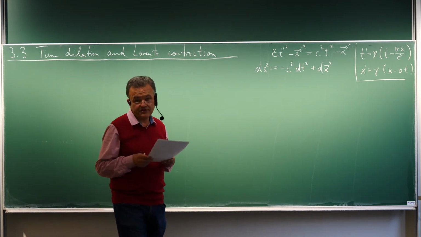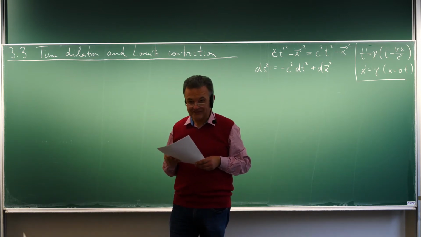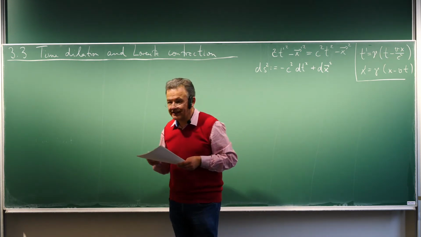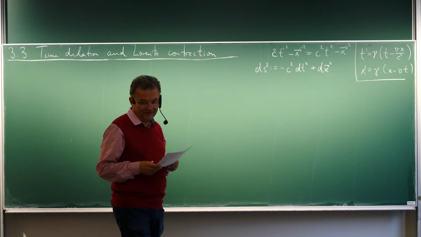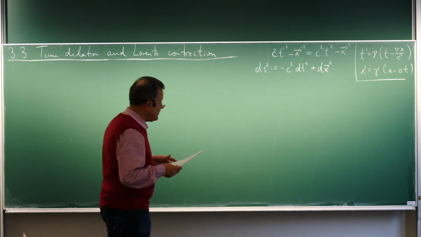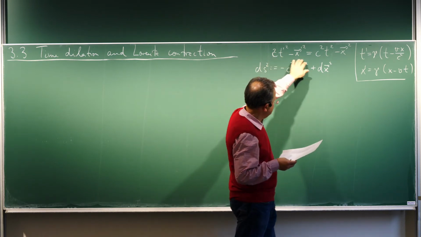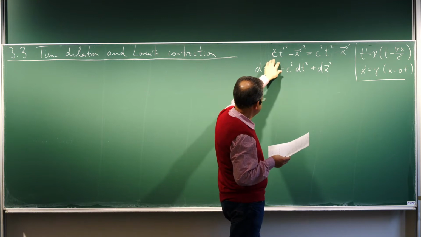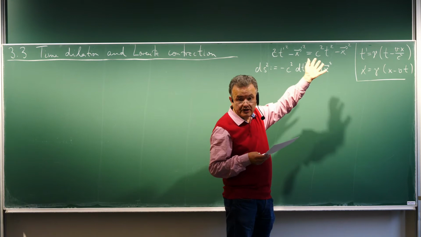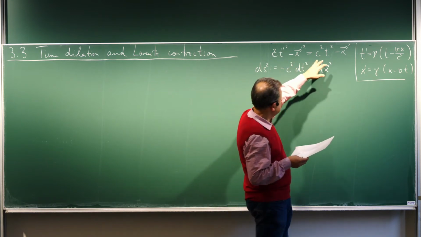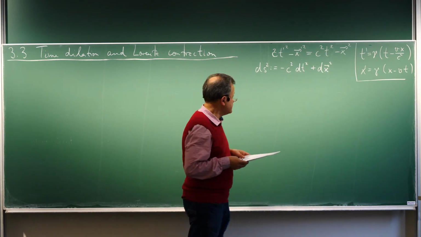And these are the famous effects time dilation and Lorentz contraction. I mean, a metaphor says running clocks go slower and moving rods are contracted. Now, we had seen that in the Lorentz, or even more general, the Poincare transformation, we have this invariant. So c squared t prime squared minus x prime squared, where the primes refer to an inertial system I prime. It's the same as c squared t squared minus x squared, which refers to an inertial system I.